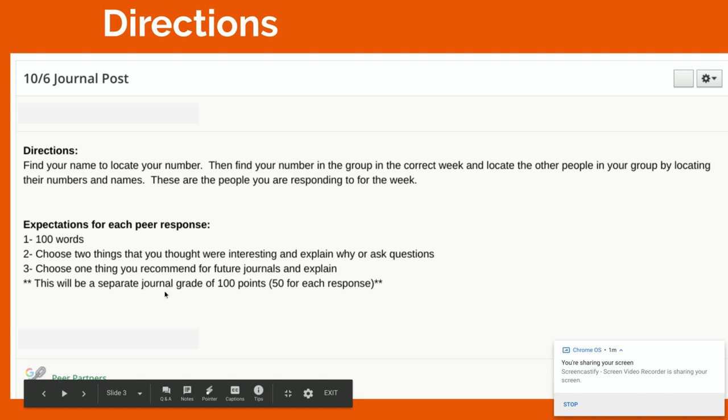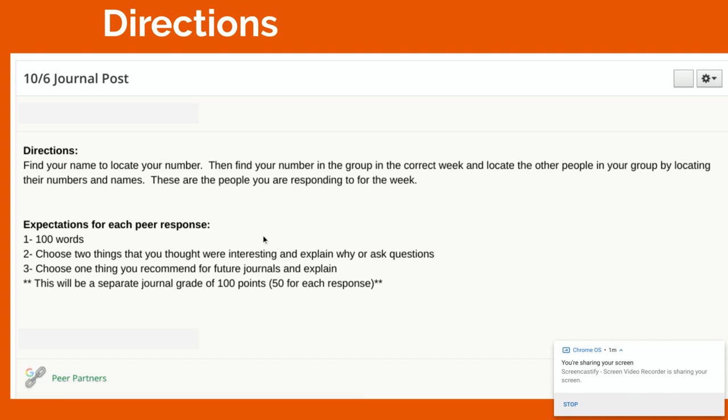And their peers, who they would be assigned to, would read and write comments based on the criteria that I wrote for them. So they would find their name and number, and some people would post journals one week and others would comment. And I just did that by alphabetical, group A, group B, and then everyone was given a number, and I'll show you the chart at the end.